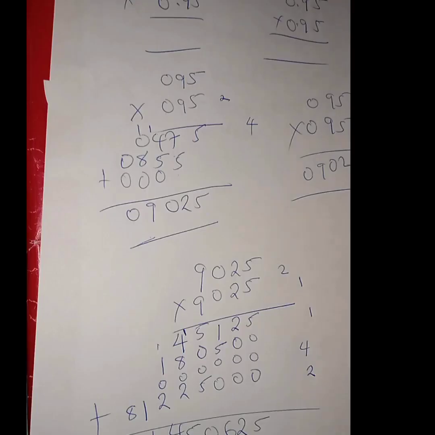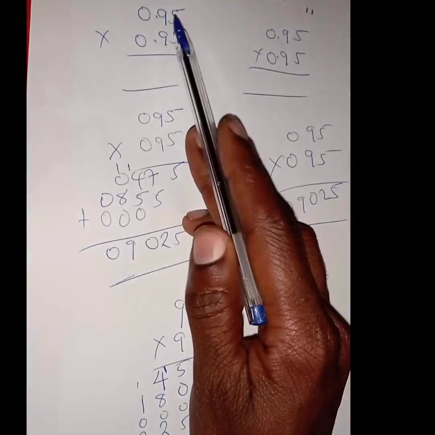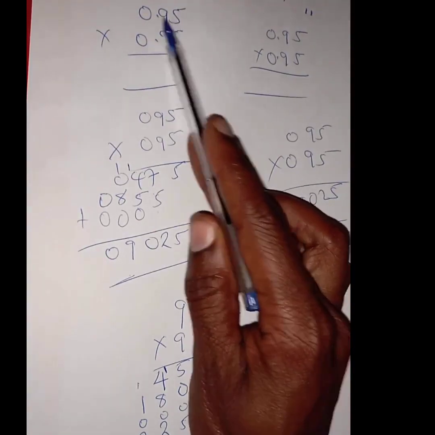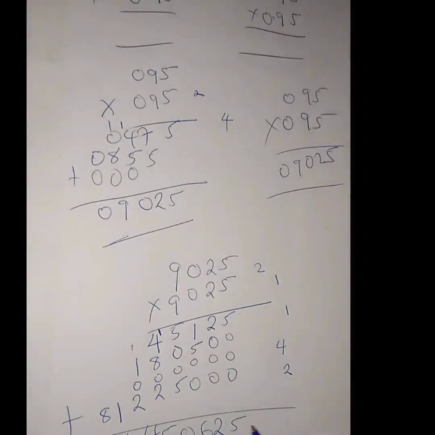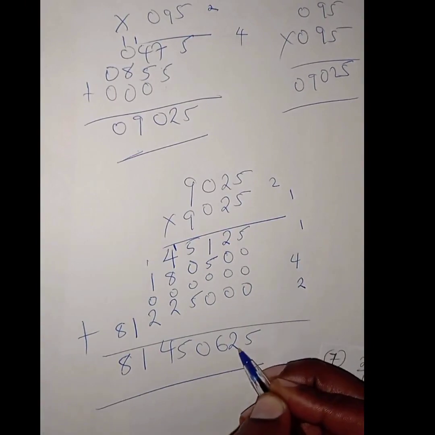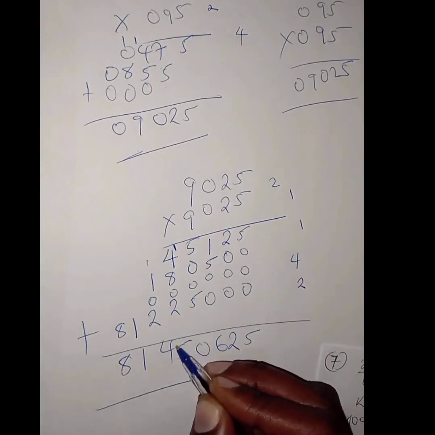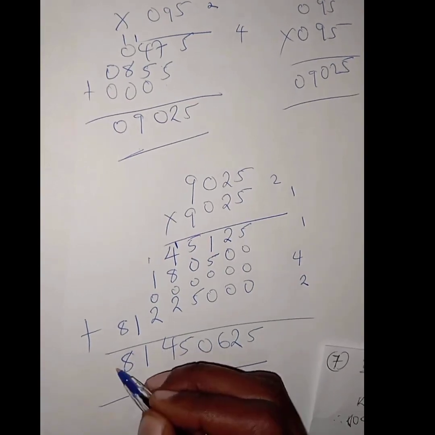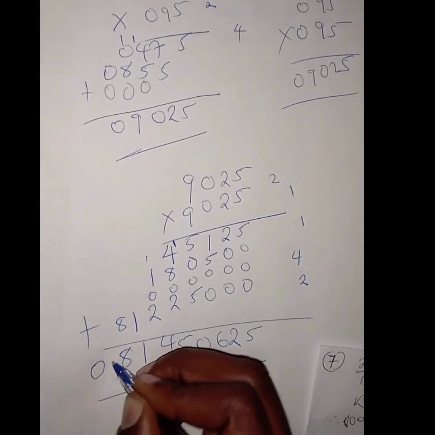So now, remember, we ignored the decimal places here. How many decimal places do we have in total? We have 1, 2, 1, 2, 3, 4, 5, 6, 7, 8. So we bring them back. From here, you move 8 steps backwards. So 1 step, 2 steps, 3 steps, 4 steps, 5 steps, 6 steps, 7 steps, 8 steps. So you put a point. So here automatically you put a 0.